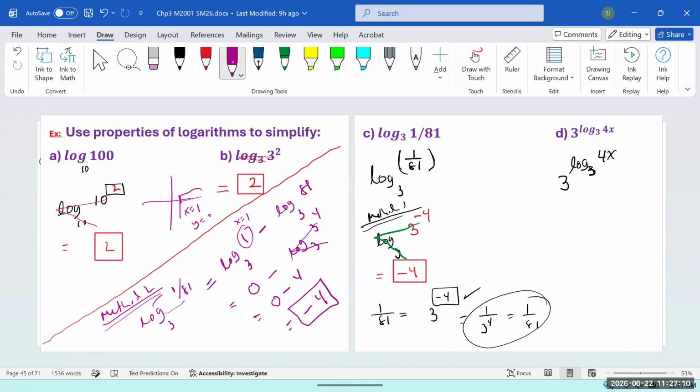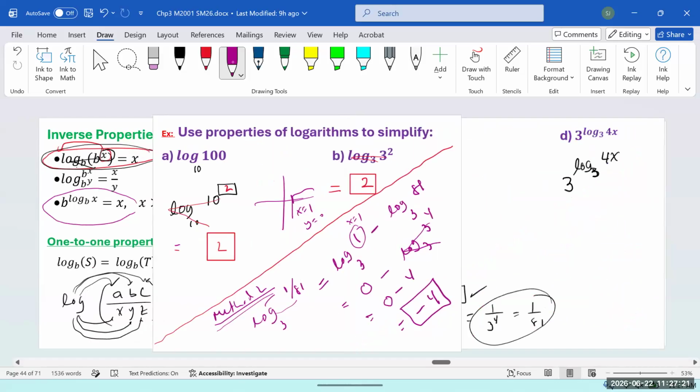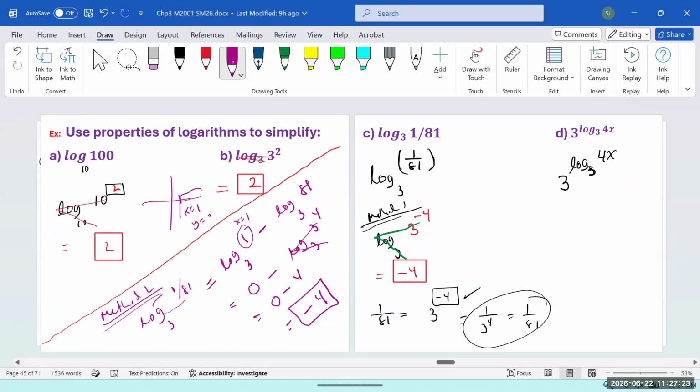3 to the power log base 3 with argument 4x. This is the same as this one. If you have a number that has a power with the log, and that log has the same base as the number, all three things cancel out. Whatever remains, that's the answer. So anytime you simplify any log, all you have to do is use all the logarithmic properties.